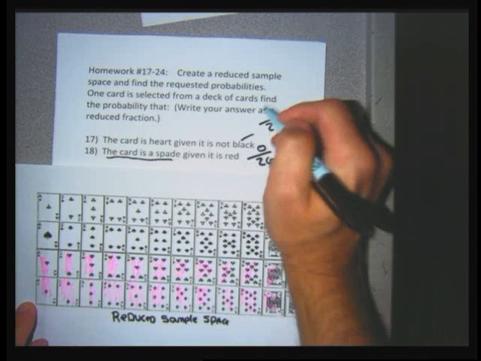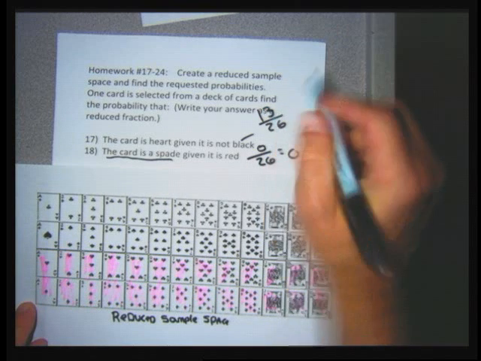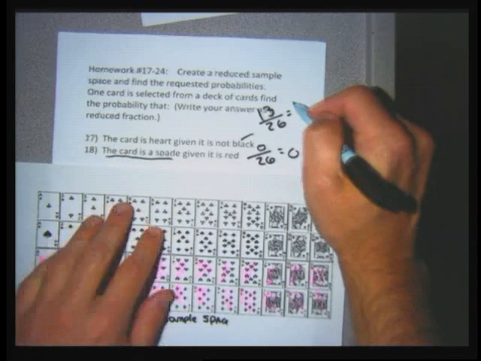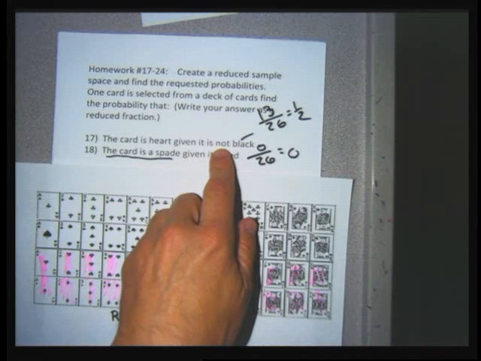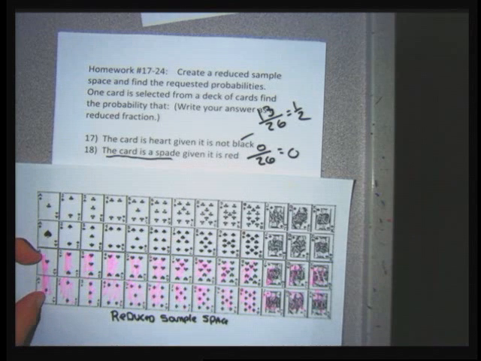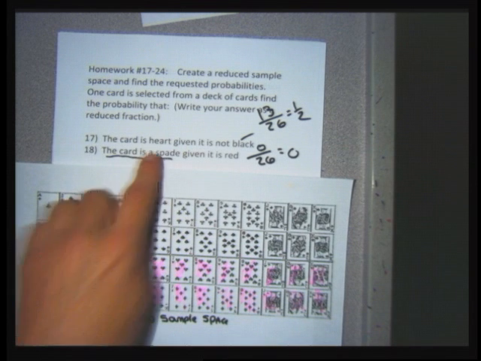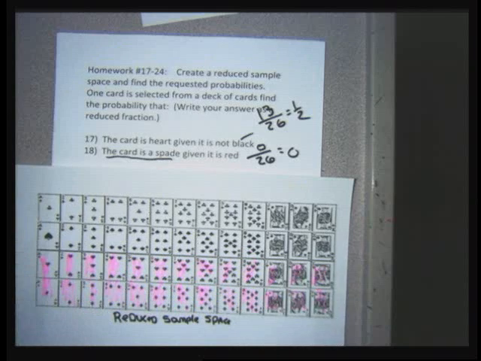So your answer for problem 17 is going to be 13 over 26, which is 1/2, because your requirement is the card's not black. Those are the not black cards, they're the red ones. That's the extra information to create your reduced sample space. And then within the cards that are marked not black cards, you want to find the hearts, and there's 13 hearts.